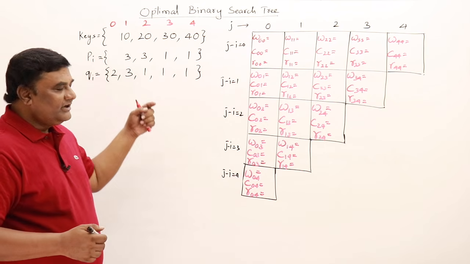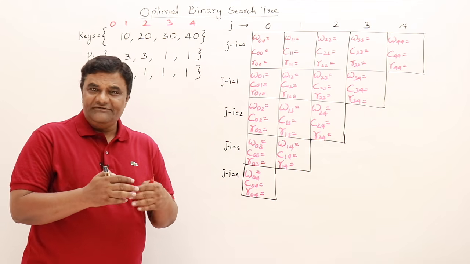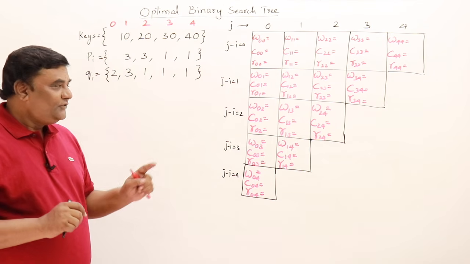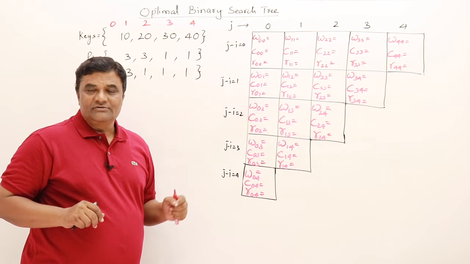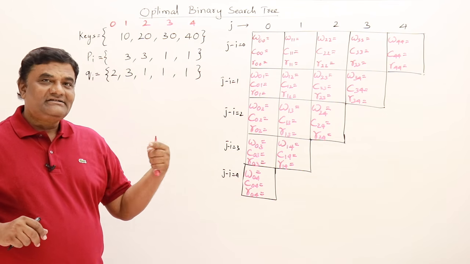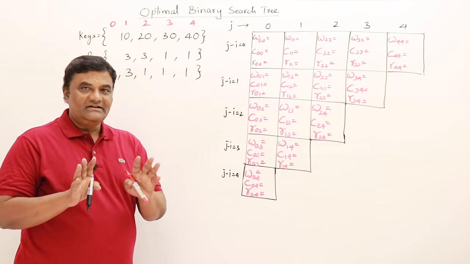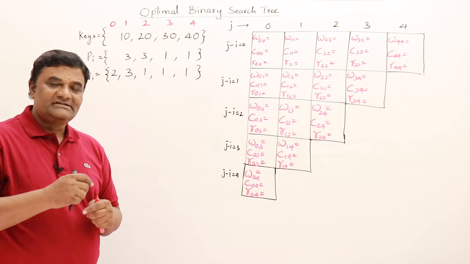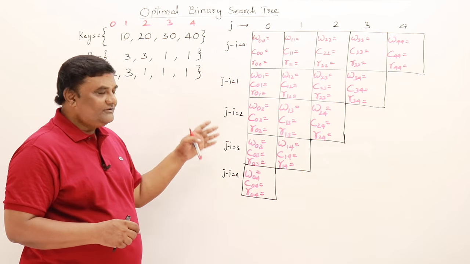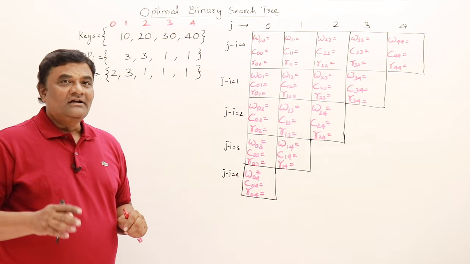These are in decimal point, but working with decimal points will be difficult. So actually, if you add all of them, the total is 16. So if you divide every value by 16, you will get the actual probability. So they are multiplied by 16 to get integer numbers so that you can easily calculate them.